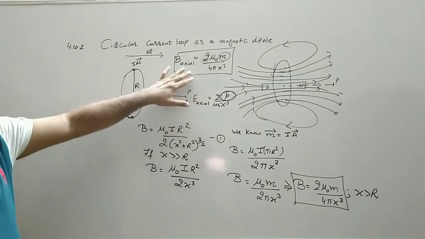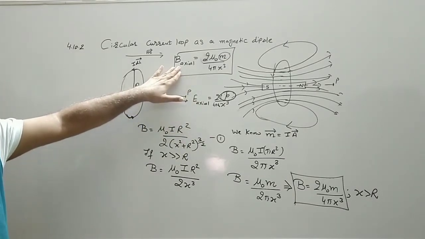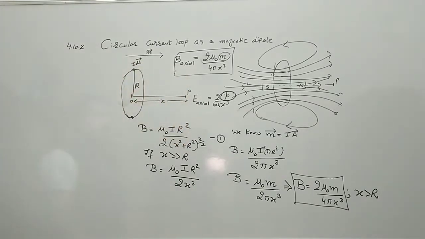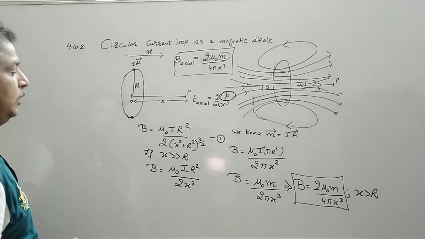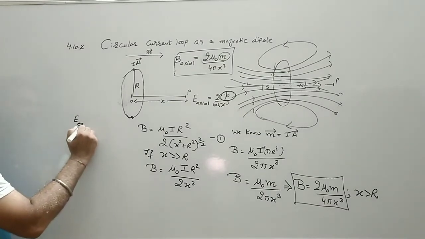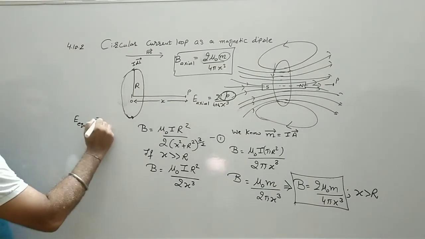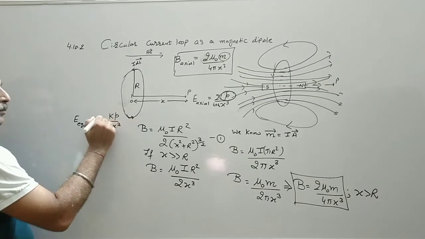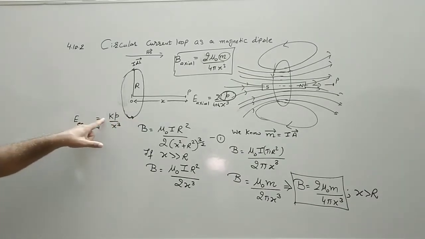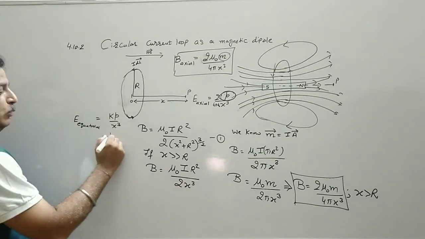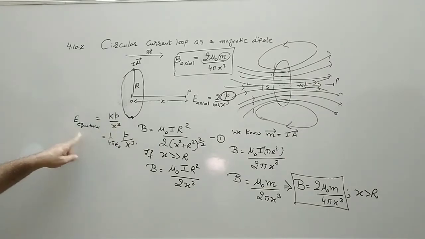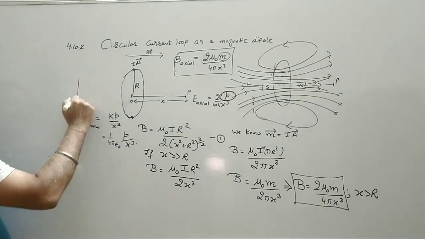Otherwise, see the derivation, the magnetic field intensity along the axis of the current carrying loop behaves like a magnetic dipole. Similarly, we have found the electric field intensity at the equatorial point to be kp upon x cube. I am not taking the direction, otherwise the formula was minus kp, that was equal to 1 upon 4 pi epsilon naught, p upon x cube. So this was the derivation for the electric field.